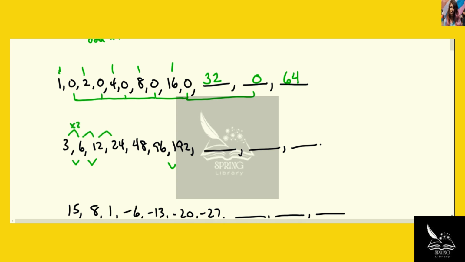Okay, but I do have a common ratio. I can multiply by 2 in each case. So whichever number I have, multiply by 2, I multiply by 2, that gives me the next ones. So after 192, I'm going to have 384. Times 2 is 768, and times 2 is 1,536.